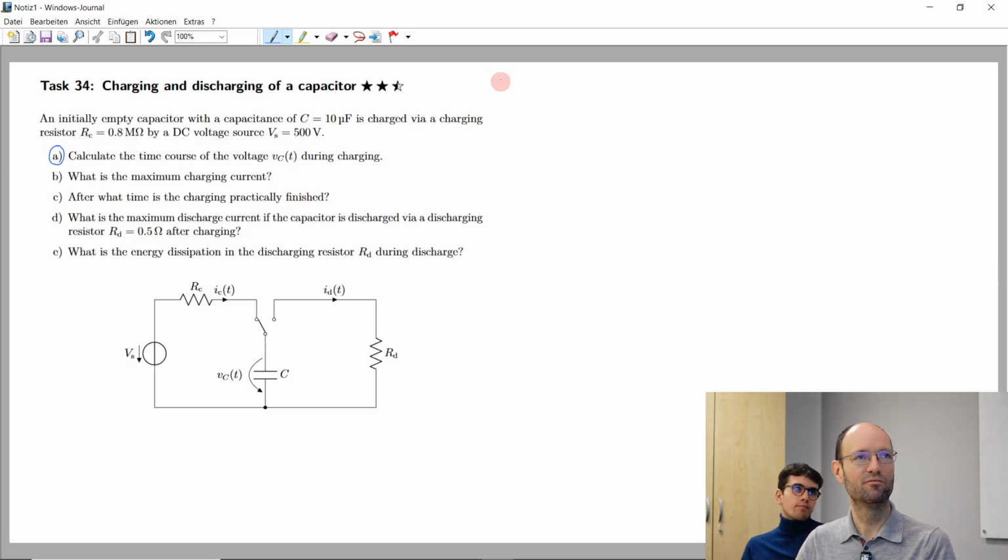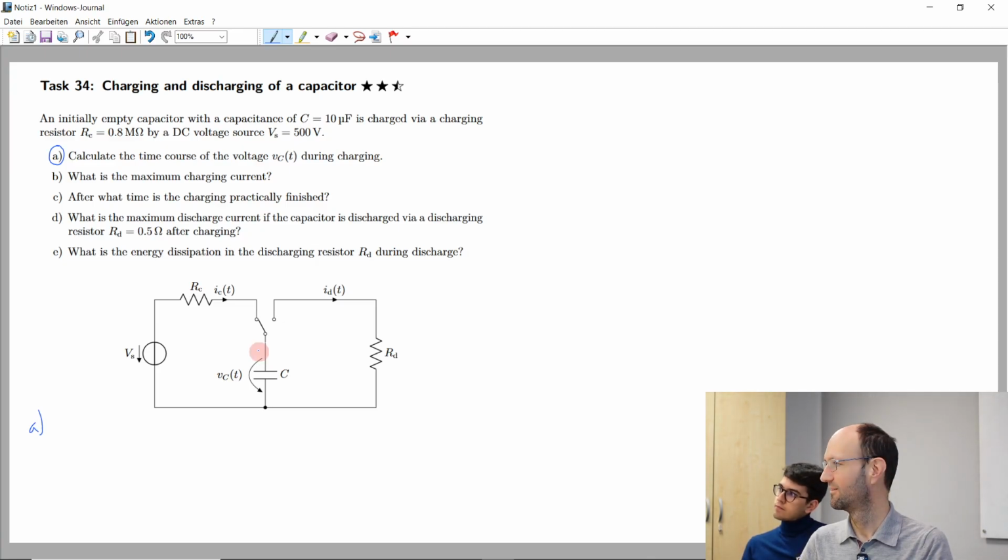I will use blue, and maybe I can even start here. And now what we would like to do is calculate, or derive, the time function of this voltage here, the time-dependent voltage over this capacitor during the charging. So, ideas how to do this?